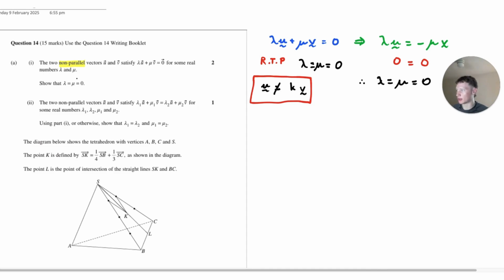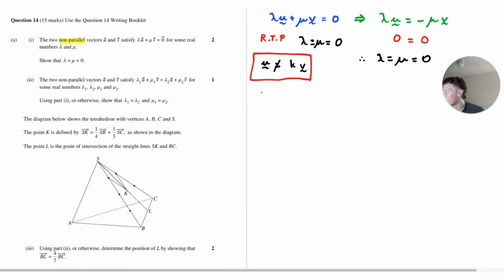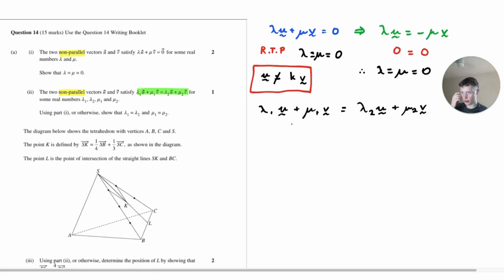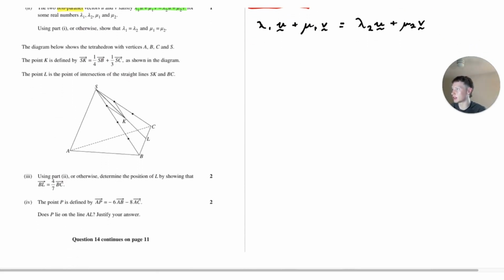But it comes back to this concept of, okay, what is a non-parallel vector? And part 2 here uses the same concept. Again, they're non-parallel vectors u and v, and they satisfy this equation here. And so I'm going to write out that equation just to start with. And I want to try and use a similar concept to part A, but what I need to do first is actually collect like terms here. So I want to get the u's on the same side, and then I want to get the v's on the same side and collect them as like terms.